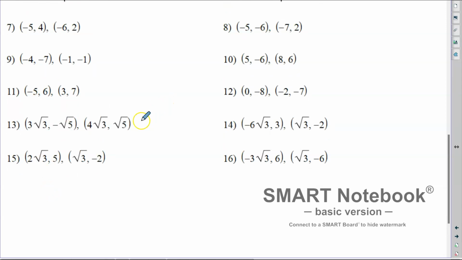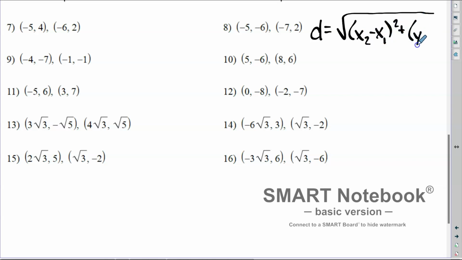Let's go ahead and start. Where do we start? First of all, they want the distance. So as you guys looked up, the distance formula is d equals the square root of (x2 minus x1) squared plus (y2 minus y1) squared.